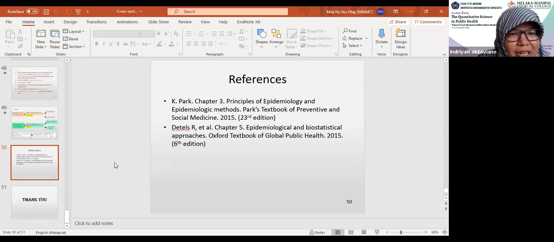Now we go on to the fourth session, questions and discussion. I want to open the question session. Maybe there are questions from the floor, the medical students, or from my colleagues at Muhammadiyah University of Surakarta, please.